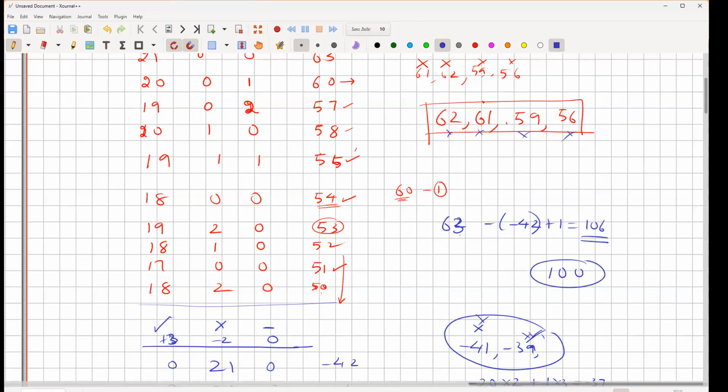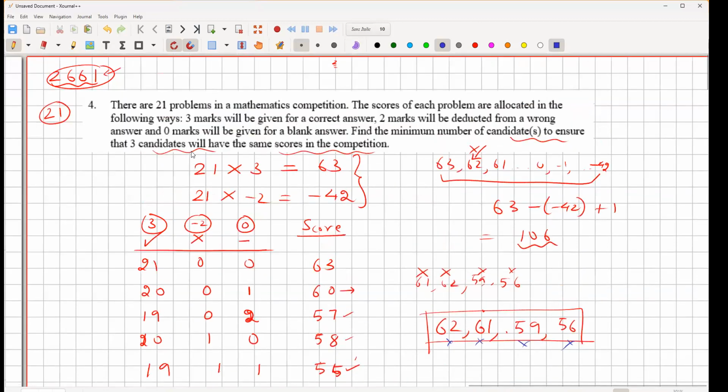I'll pause here. Does this make sense so far to everyone? Right now, the worst case or best case, depending on how I want to view it, is allocate 100 different scores to 100 different children. A fresh set of 100 children come in. They also get these distinct values. So 200 students I can accommodate. When the 201st student comes, his score will match one of these existing scores. So the minimum number of candidates to ensure 3 candidates will have the same score becomes 201.